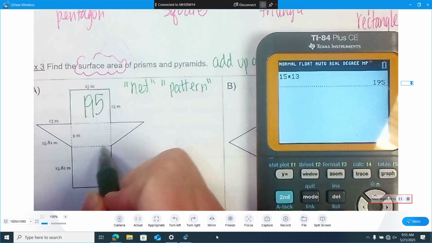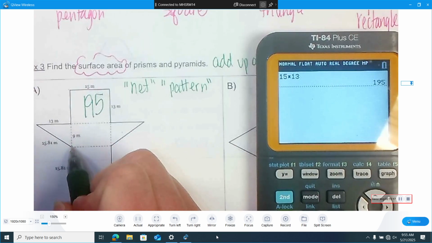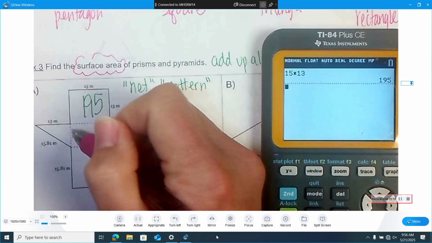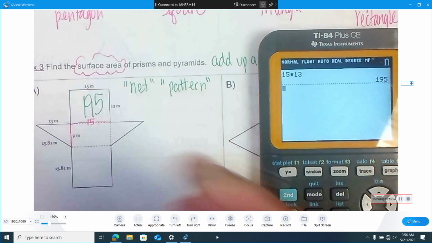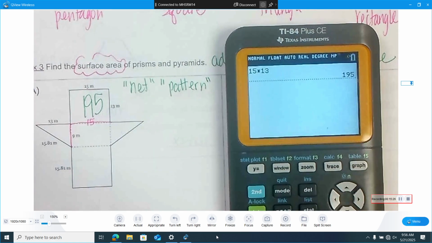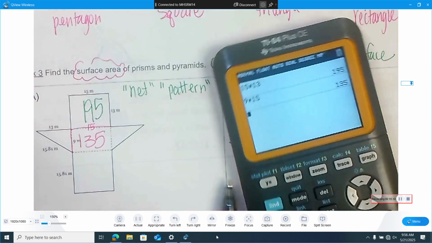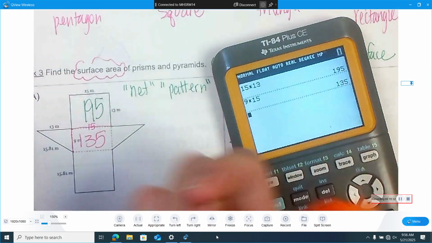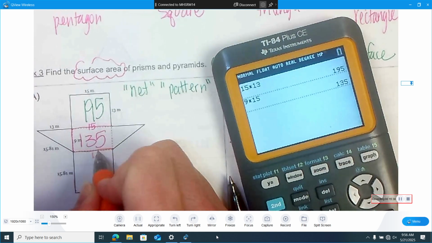What about this rectangle that happens to be right here? 9 times, what's this length? 15. All right. So 9 times 15 is 135. Okay. And then what about this rectangle? It's got 15 times 15.81. Yeah, again, we have another 15.